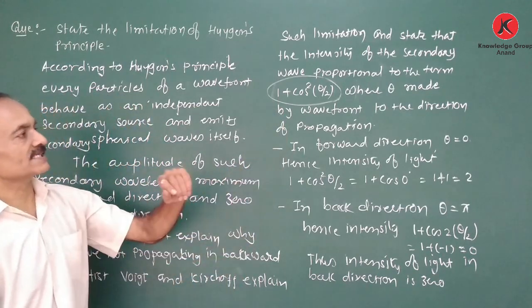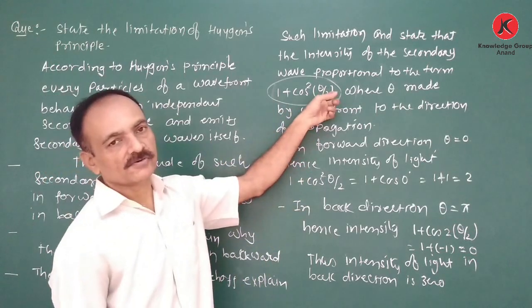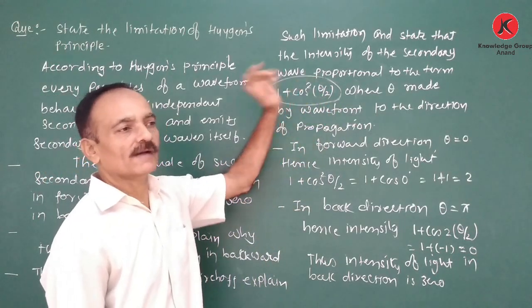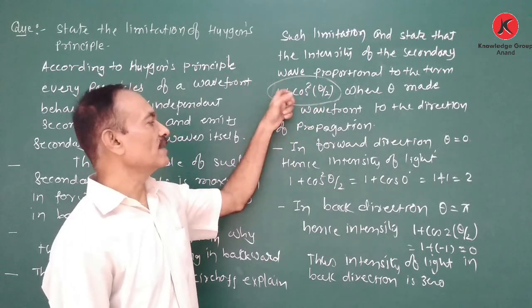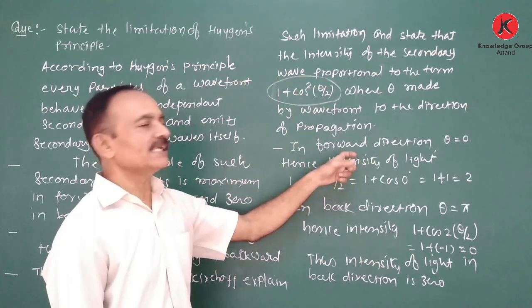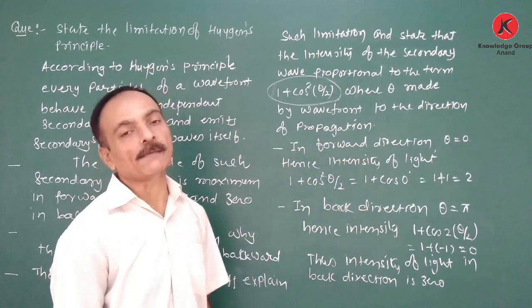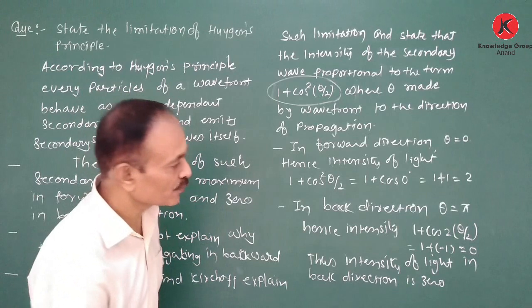Now in the forward direction, theta is equal to 0. Therefore cos 0 is 1, so 1 plus 1, and the intensity of the new wavefront in the forward direction is double. 1 plus 1 is equal to 2.